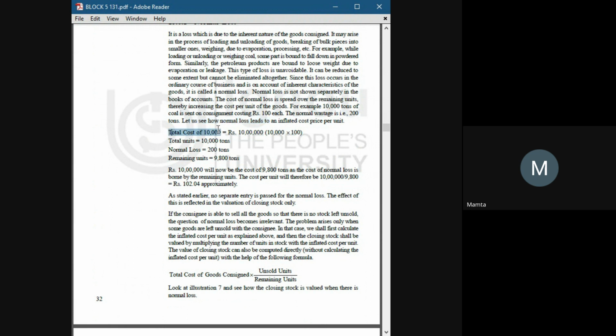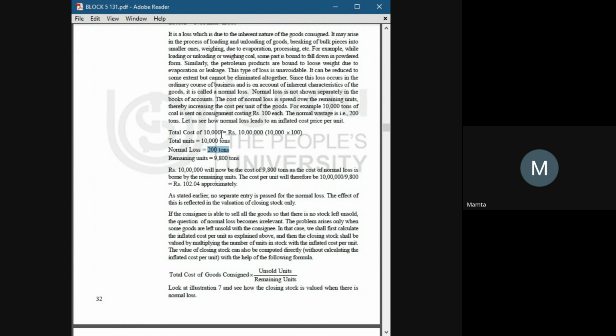The total cost of 10,000 tons of coal is 10 lakh. 10,000 into 100, it will be 10 lakh rupees. Total units were 10,000 tons. Normal loss is 200 tons. The remaining units are 9,800 tons. So rupees 10 lakh will now be the cost of 9,800 tons, because these 200 tons have gone into wastage.